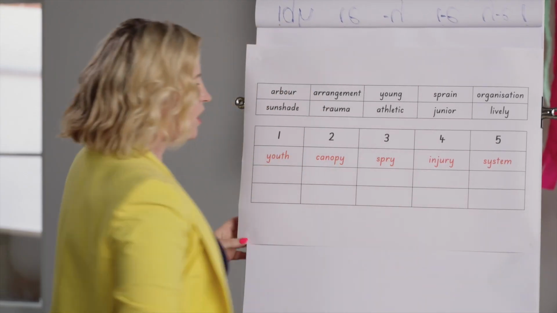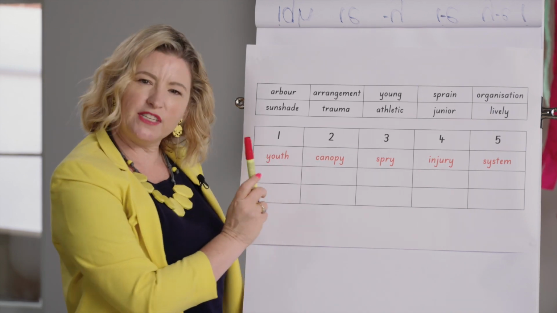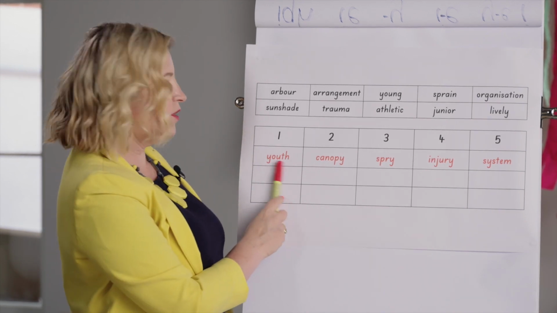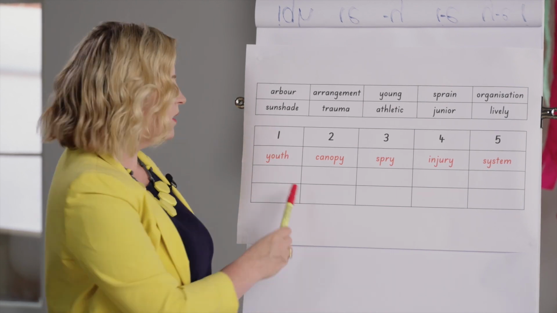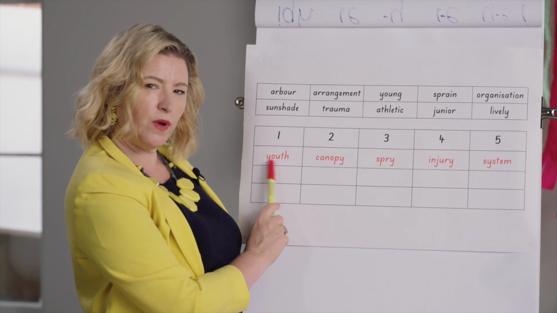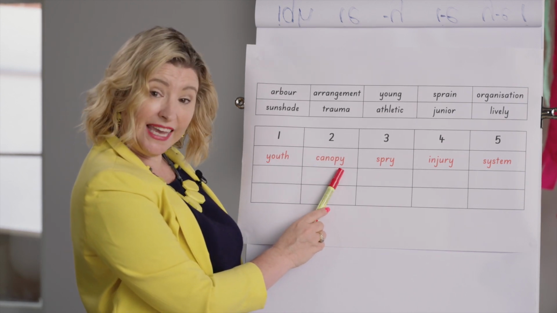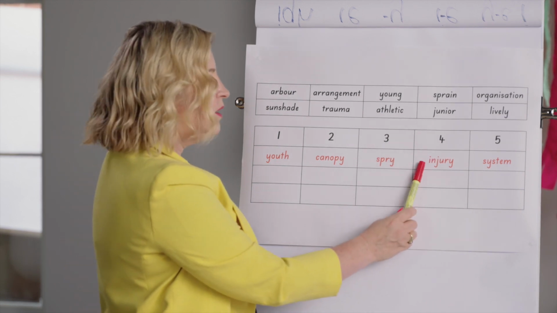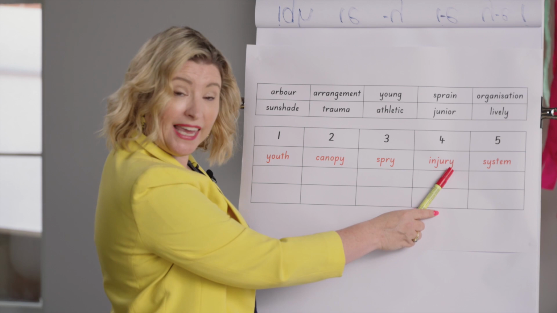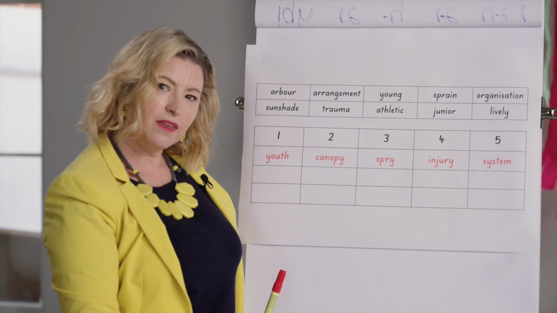Okay, so all of the words except for youth we have done today. So youth means someone young, all right, like a child is a youth. So we've got youth with the Y making E. We've got canopy with the Y making E. We've got spry with the Y making I. We've got injury with Y making E. And we've got system with Y making I.